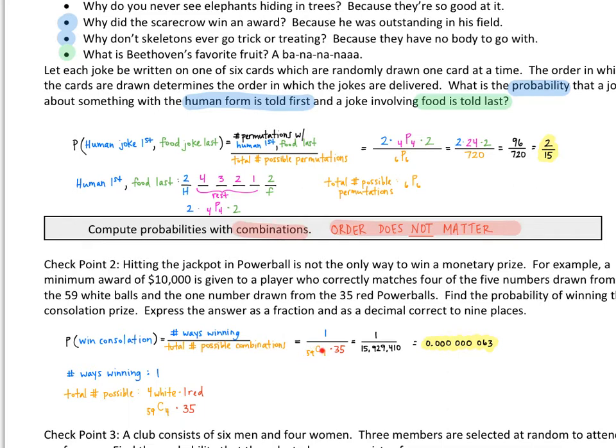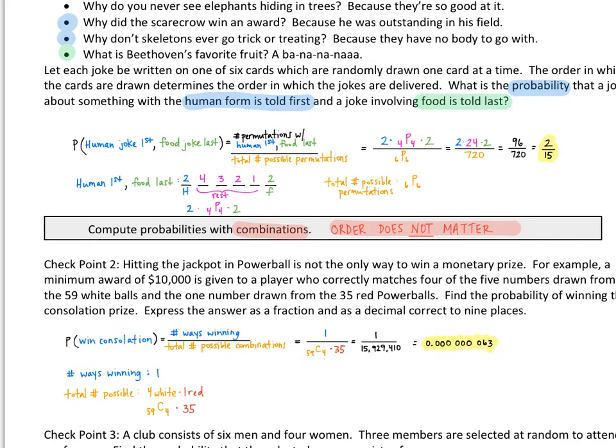If we were to use our calculator, 59C4 times 35, we're going to get this really big number, 15,929,410. So we have 1 in 15,929,410 possible, or that's our probability. Not looking so good. And if we wrote that as a decimal, this is what we would get.